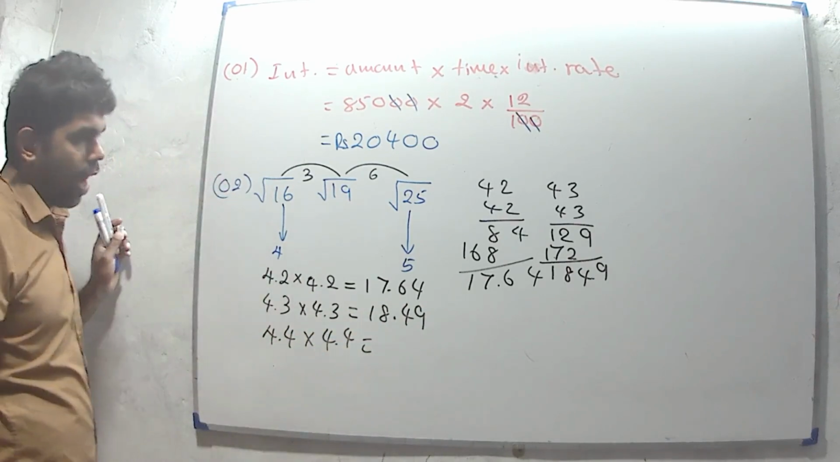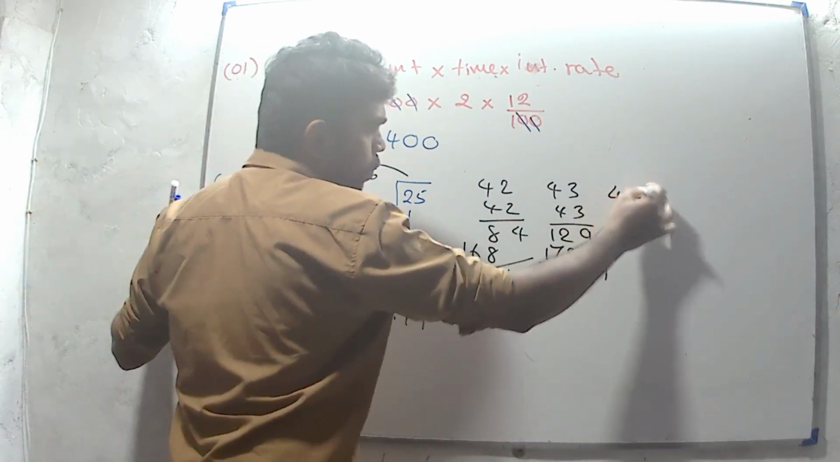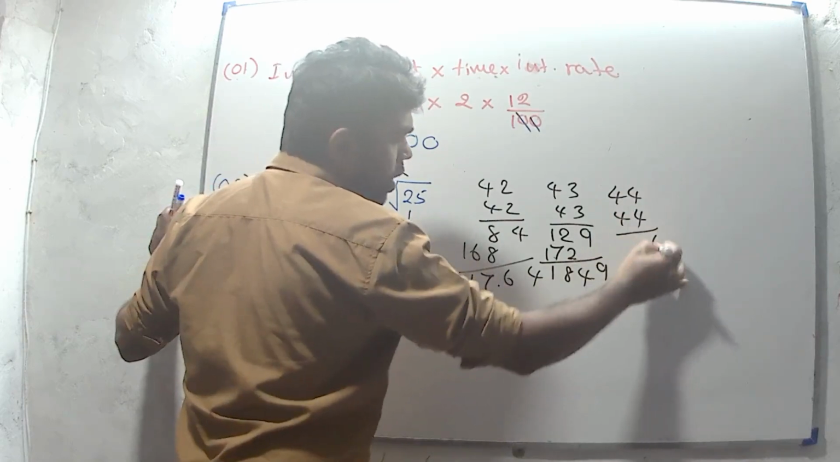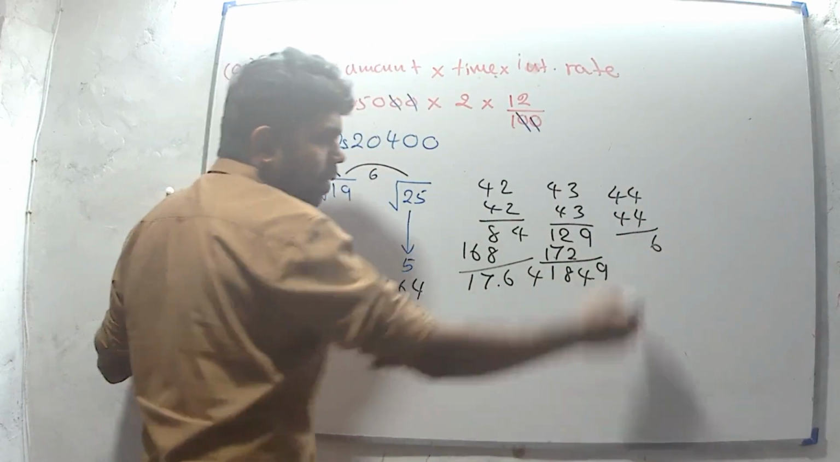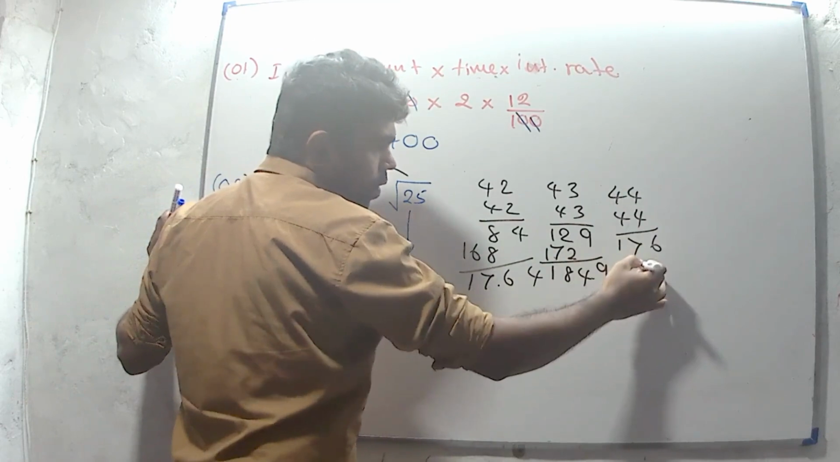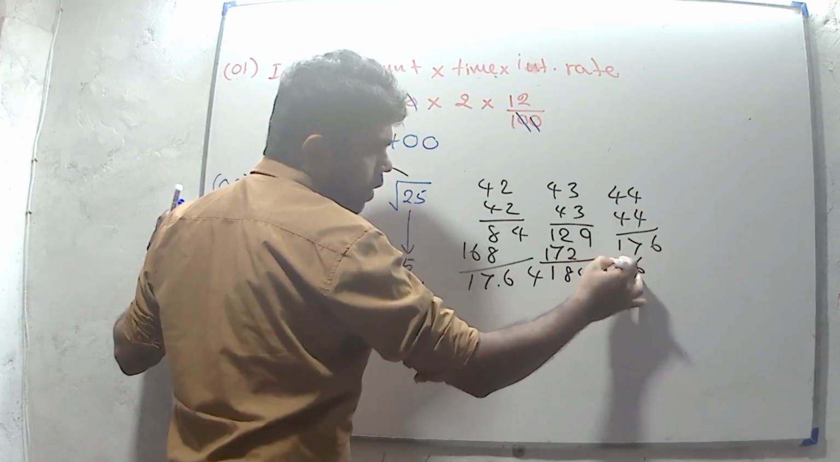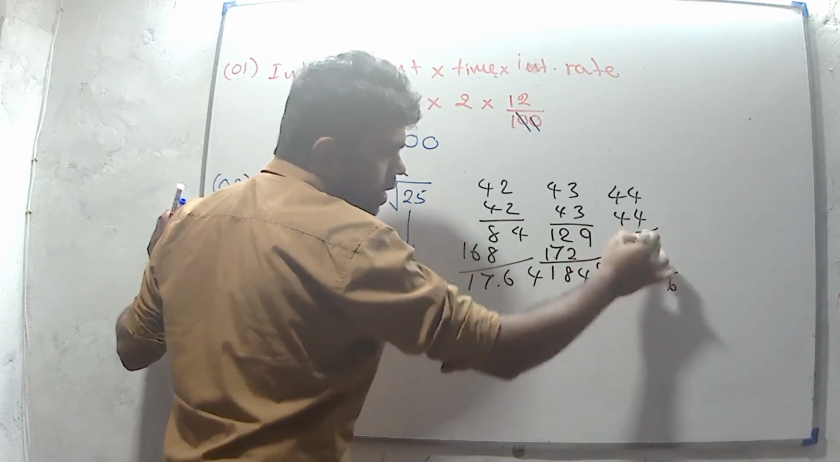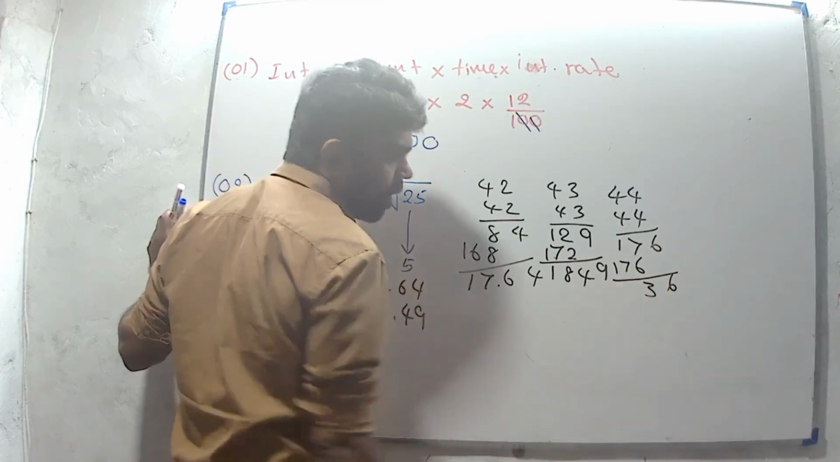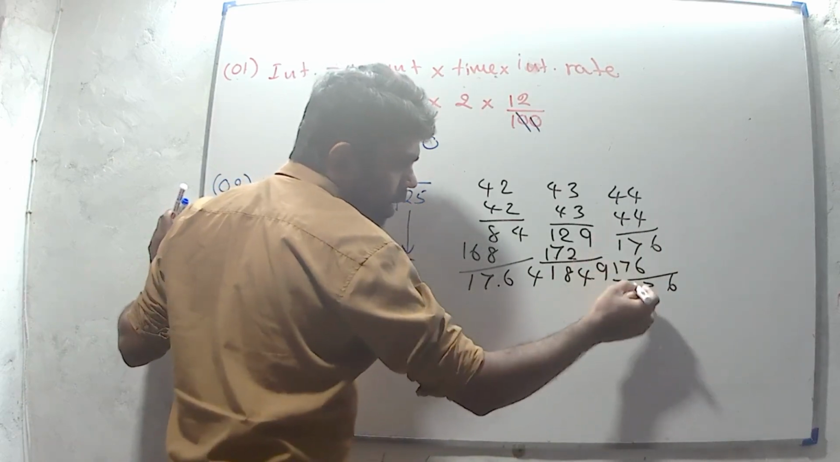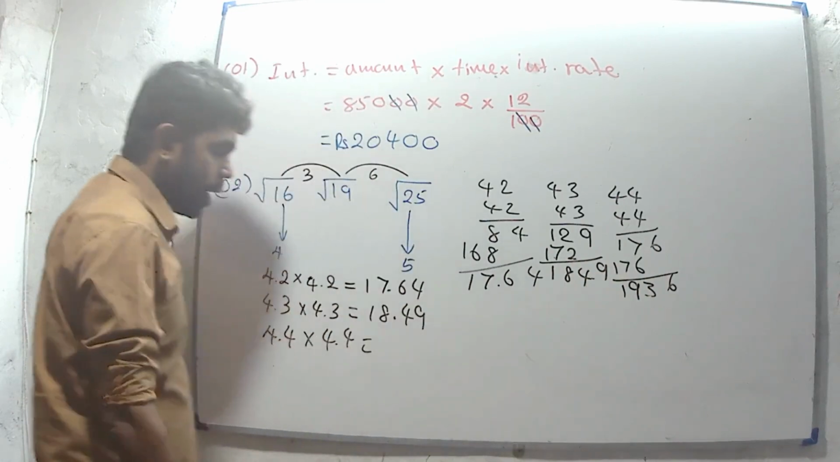You have to get the square. 44 into 44. 4 into 4, 16, 1 remaining, 4 into 4, 16 plus 1, 17. Same number, 6, 7, 1. So 6 plus 7, 13, 1 remaining, 1 plus 1, 2 plus 7, 9. It is 19.36.